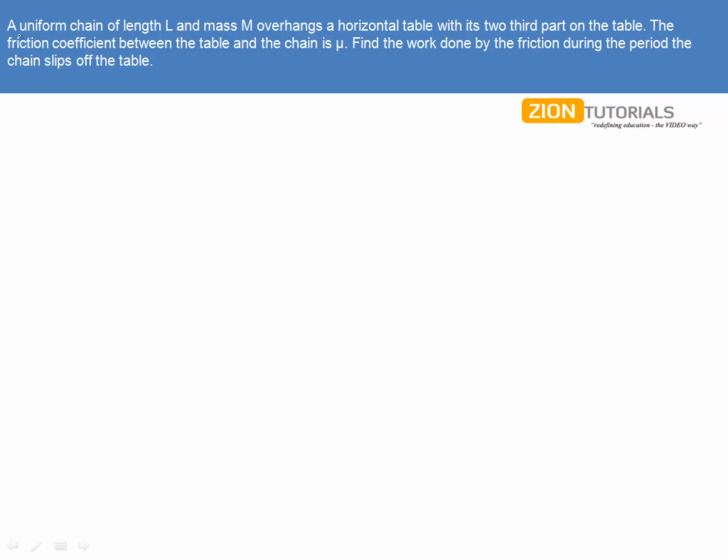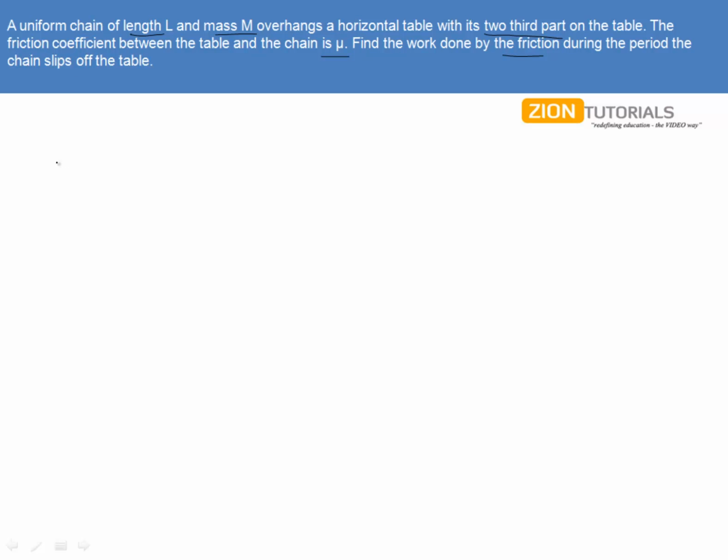As the question says, a uniform chain of length L and mass M overhangs a horizontal table with its 2/3 part on the table. The friction coefficient between the table and the chain is mu. Find the work done by the friction during the period the chain slips off the table.